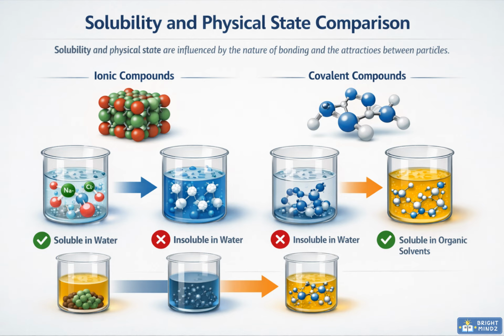Solubility also depends on the attractions particles can make with a solvent. Ionic compounds such as sodium chloride often dissolve in water because polar water molecules can surround and separate the ions. They usually do not dissolve well in nonpolar organic solvents. Many covalent compounds show the opposite pattern. They are less soluble in water, but dissolve more readily in organic solvents, especially when they are nonpolar. Their physical states also differ. Ionic compounds are typically hard, crystalline solids. Covalent substances may be gases, liquids, or soft solids, with network solids like diamond as exceptions.